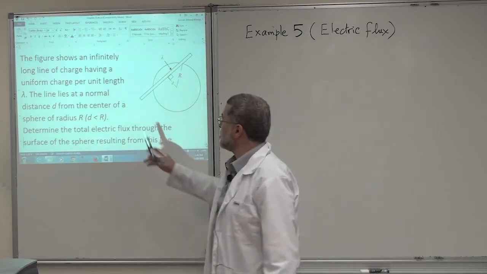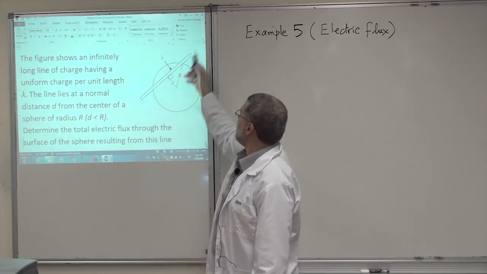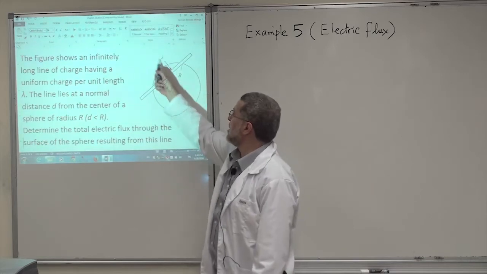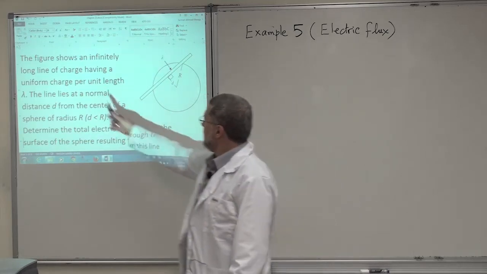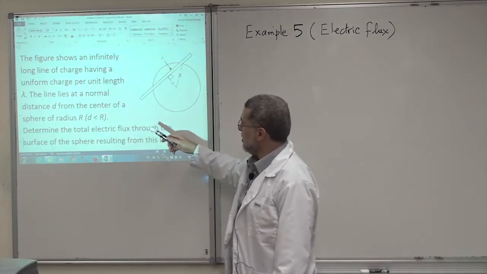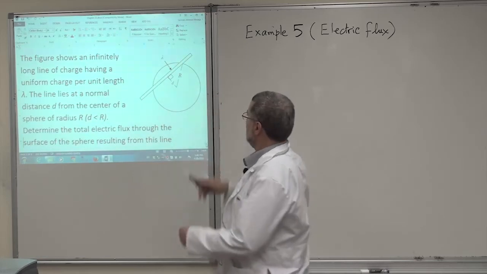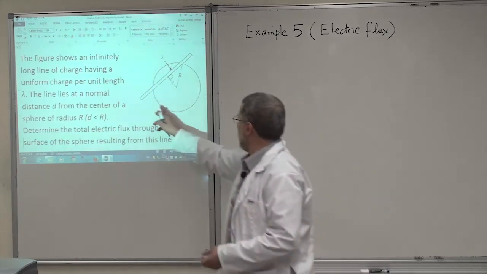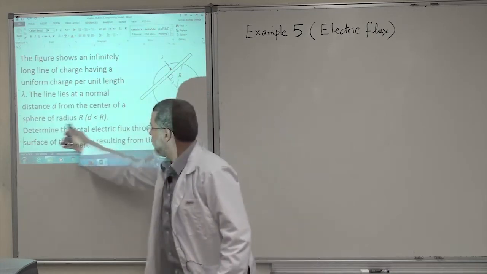Now this example says the figure shows an infinitely long line. Of course, it's not shown as infinite, but it extends in these directions. It's a line charge with uniform linear charge density lambda, which is Q over L, charge per unit length. The line lies at a normal distance from the center of a sphere. The sphere is not really there; it's a Gaussian surface with the shape of a sphere. Here they show only a circle, but actually it's a sphere of radius r.